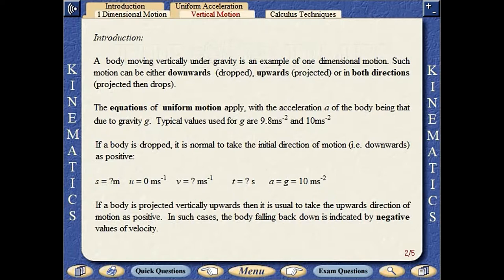If a body is dropped, then it is normal to take the initial direction of motion, that is downwards, as positive. If a body is projected vertically upwards, then it is usual to take the upwards direction of motion as positive. In such cases, the body falling back down is indicated by negative values of velocity.